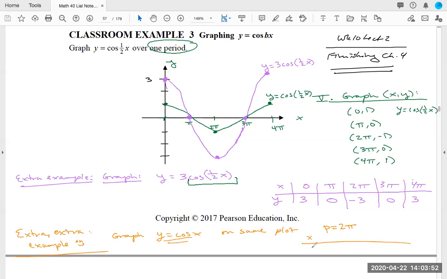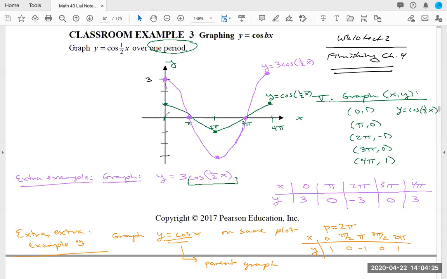So your x values go from 0 to 2 pi. We talked about this in the last video, how you get the middle values. Okay, and then y values you'd find by plugging in. This will be 1, 0, -1, 0, and 1. So what your original, this is called the parent graph, because it's unshifted.